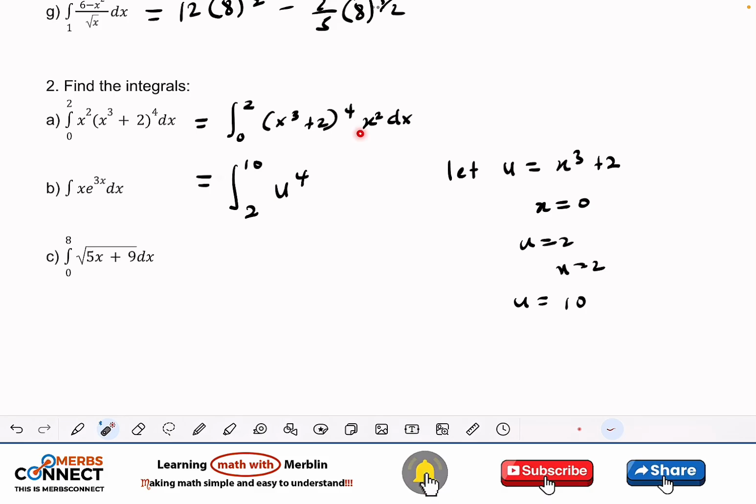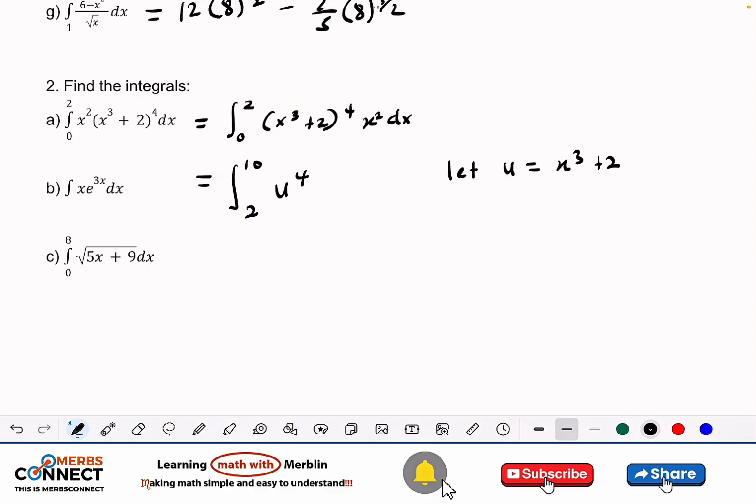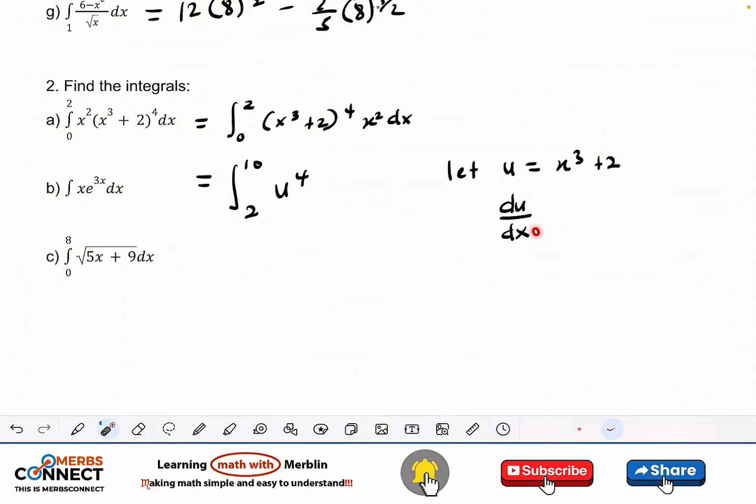Now, what is left for me to change is this. So I need to now find dx, right? So let's go and do that. Since I want to do that, I'm going to differentiate u with respect to x so that I can see my dx here. Now let's do the differentiation, and this is going to give us 3x squared. This is over 1. Let me multiply 1 by this and this by this. I'm going to have du equal to 3x squared dx.